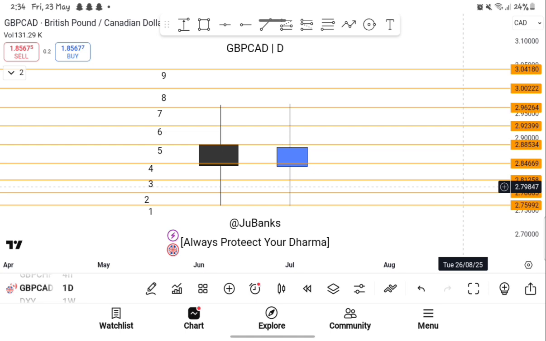So with this, I hope you've understood the anatomy of candlesticks. When you apply this knowledge to all other candlesticks, I hope this will help you improve on your trading journey, right?